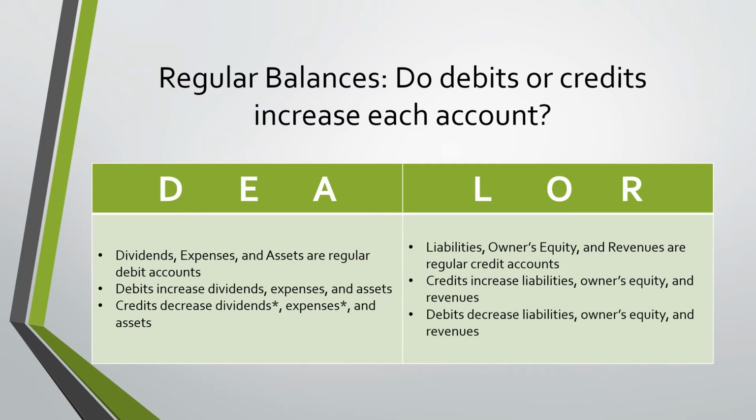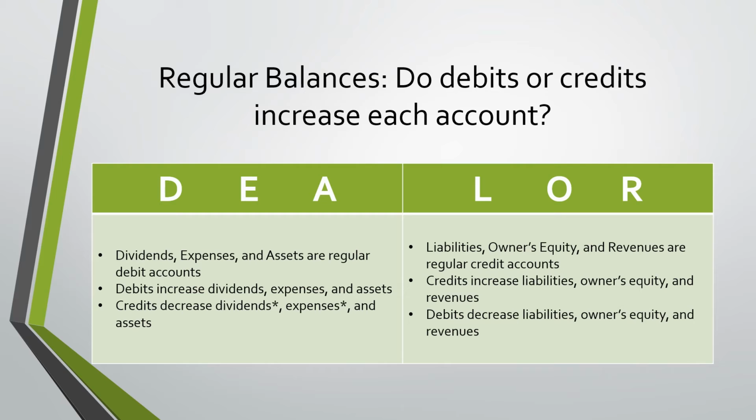A good way to remember is by the acronym DEALER. Anything with D, E, and A increases with a debit and decreases with a credit. That includes dividends, expenses, and assets. It is important to recognize that we don't typically credit dividends and expenses very often. That's an account we usually just debit and add to.